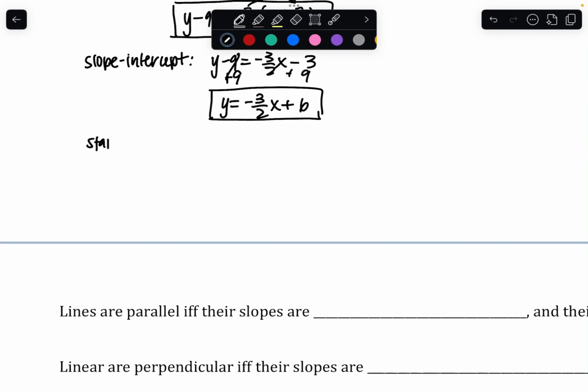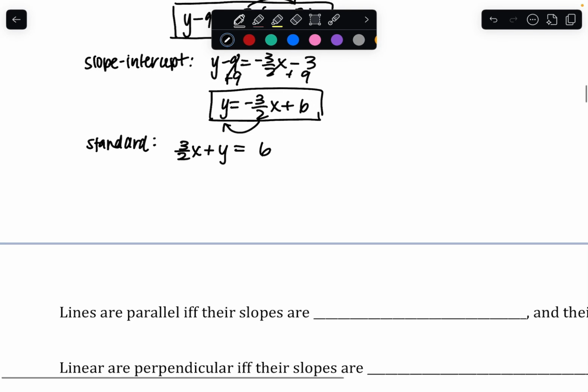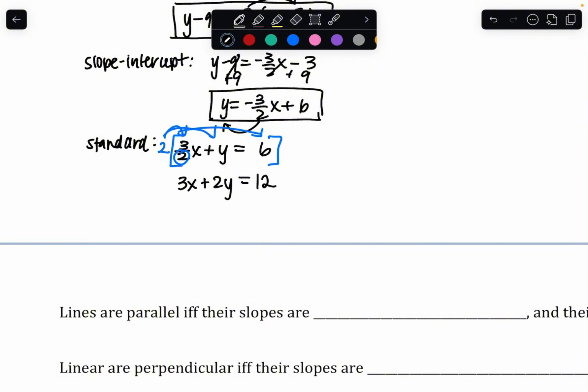Lastly, we need standard form. And so first step, move the x to the other side. So now it's positive 3 halves x plus the y, and we just have a 6 on the right. And then I see a 2 in the denominator, so we are going to scale the whole thing by 2. We don't need a negative because the x term is already positive. So distribute the 2, and we get just a 3x. 2 times 3 halves is 6 halves, which is 3. The 2's cancel. 2 times y is 2y, and 2 times 6 is 12.